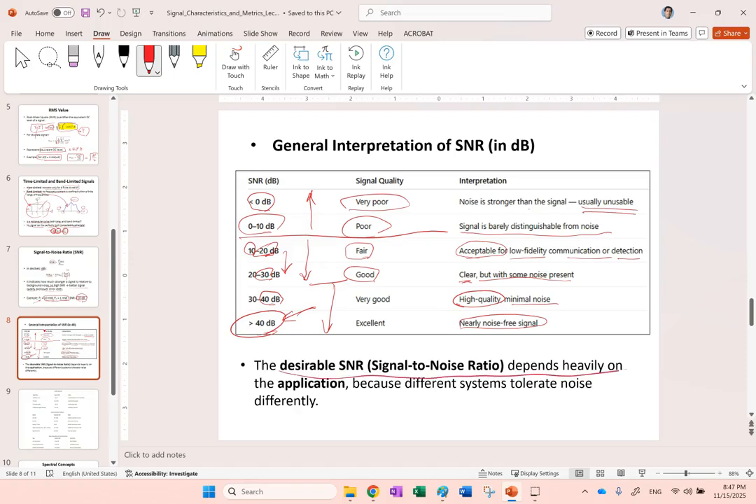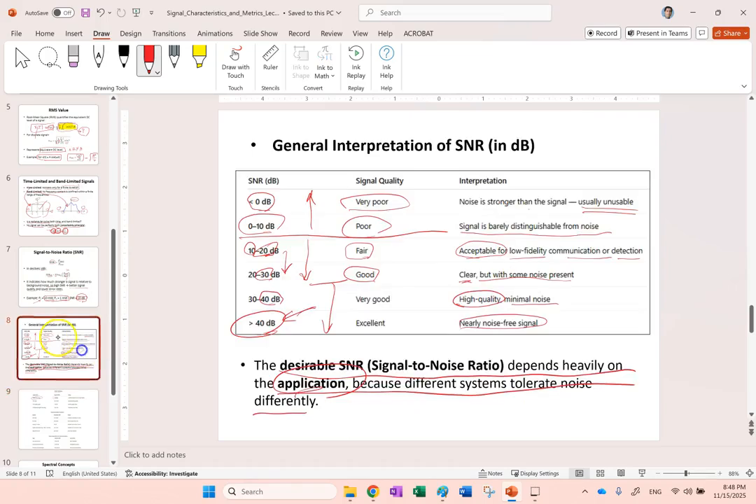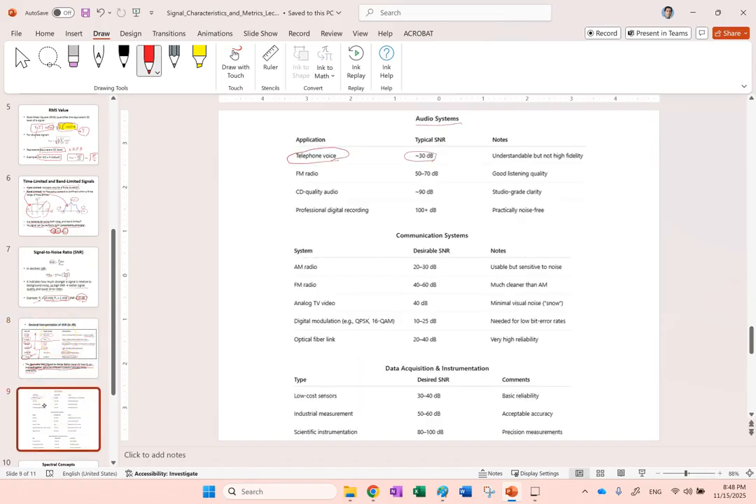Again, which one of them is the one that you need? It does depend on the application. For instance, in an audio system, in a telephone, when you hear the voice on a telephone, the SNR is about 30 decibel, which, based on this definition, is a good signal, which means the signal is understandable, but typically it's not the best.